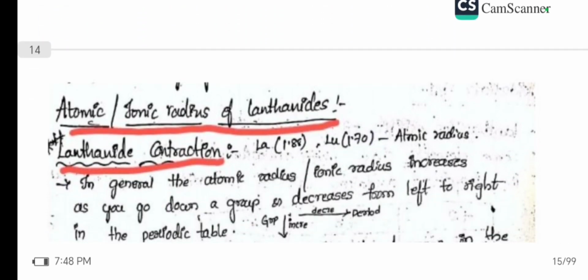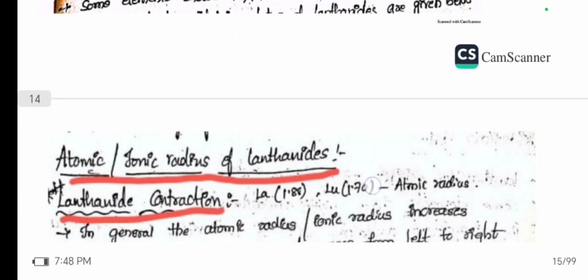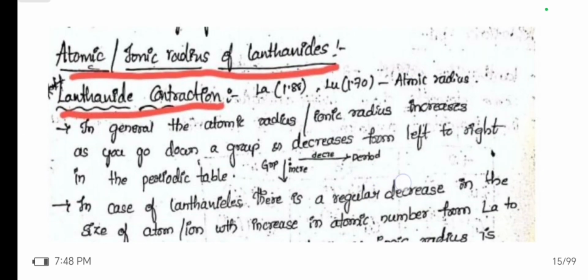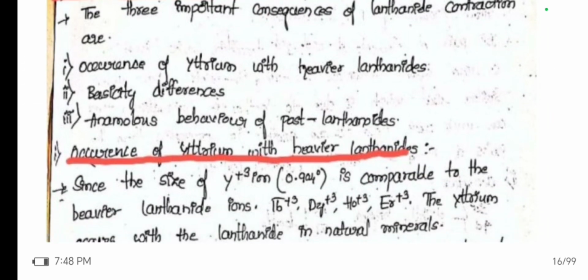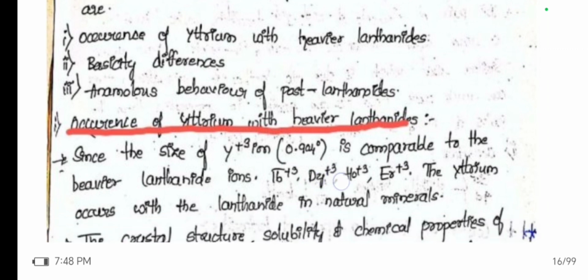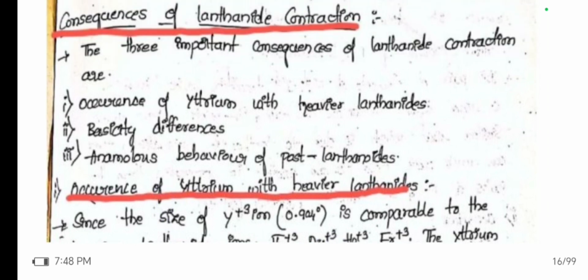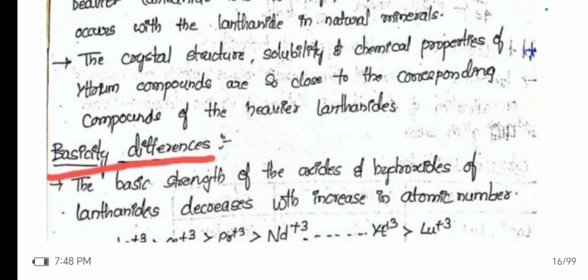Otherwise, you can leave this one. Contraction. This is lanthanide contraction, a decrease in size. The question is important. What are the reasons for lanthanide contraction? Next, concepts: what will happen if lanthanide contraction takes place? Okay, remember these points: occurrence of yttrium with heavier lanthanides, basicity difference, anomalous behavior of post lanthanides. At least remember the headings.